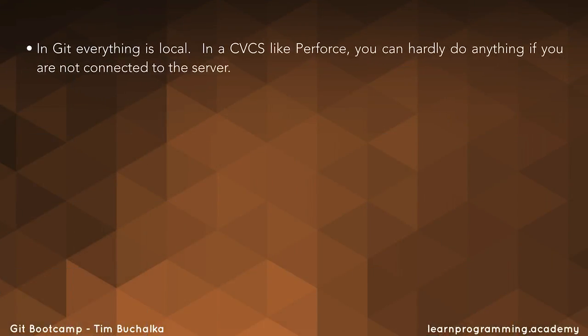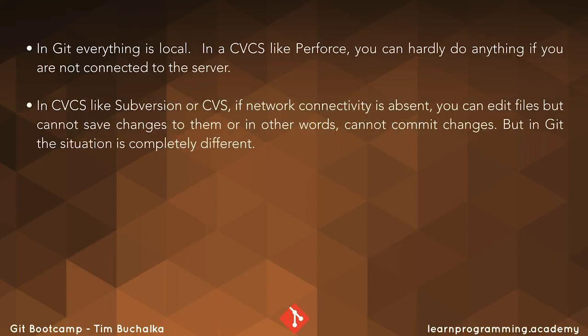So in Git, everything is local. Now in a centralized version control system like Perforce, for example, you can really hardly do anything if you're not connected to the server. So a centralized version control system like Subversion or CVS is fairly useless if network connectivity is absent. You can edit files, but you can't save changes to them, or in other words, you can't commit anything. But in Git, the situation is completely different.